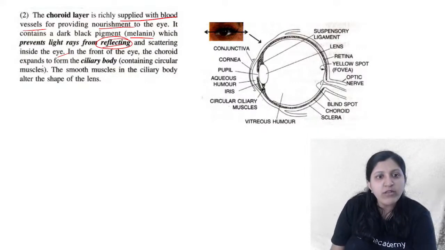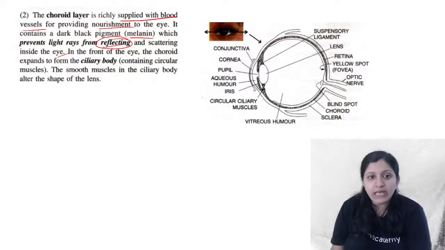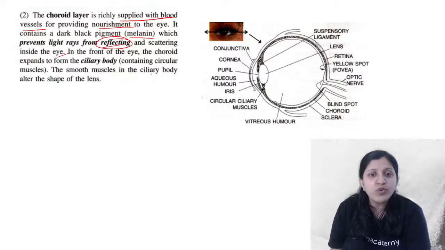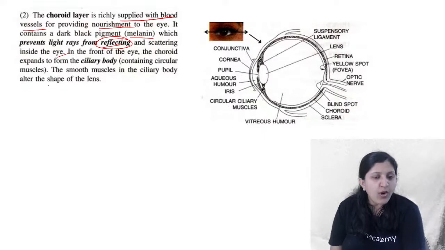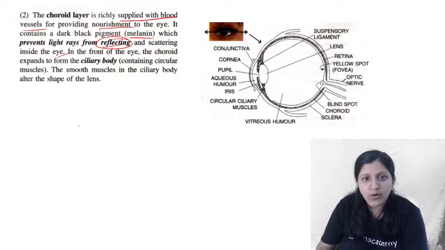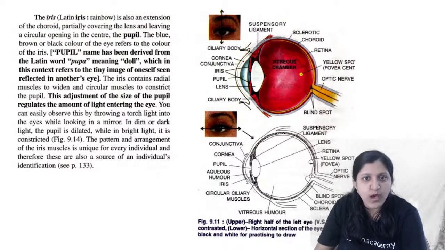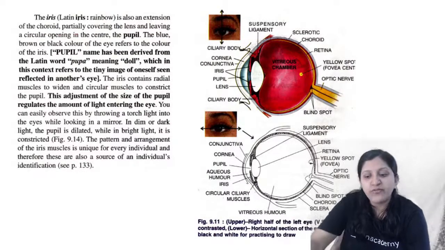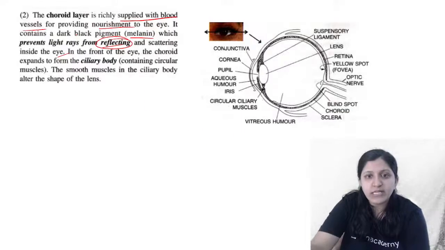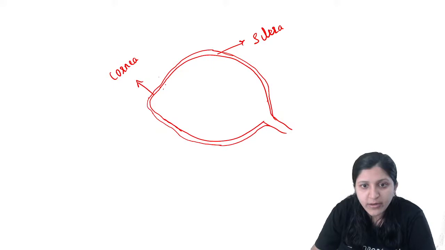Now this choroid expands to form the ciliary body containing the circular muscle. The smooth muscles in the ciliary body are the ones which are going to alter the shape of the lens. Now here you can see that there is an iris also. The iris is also an extension of the choroid itself. So let's say here we are drawing a choroid. So this one is now a choroid.